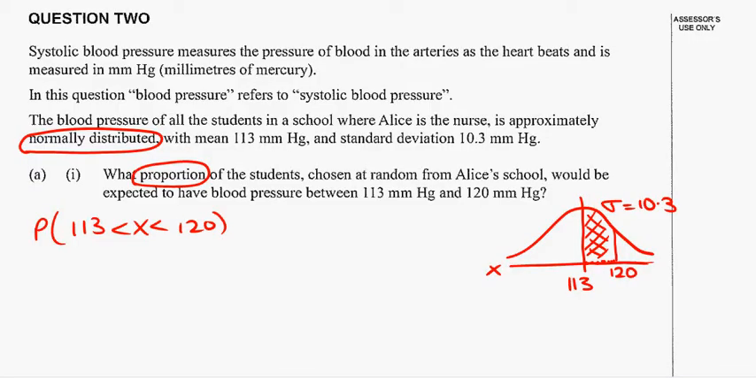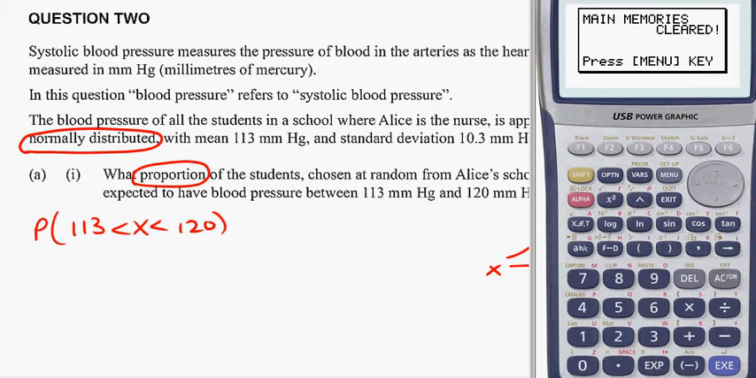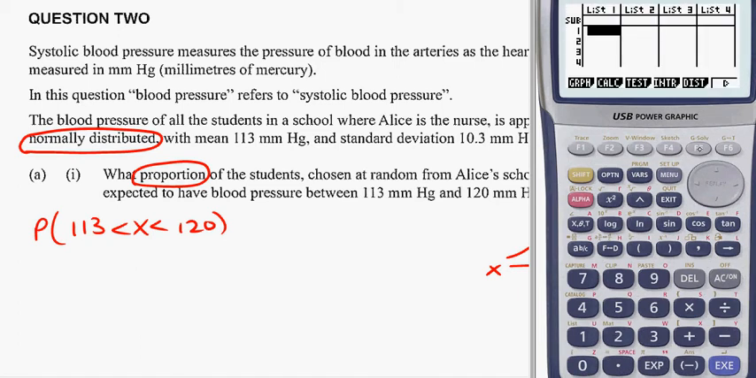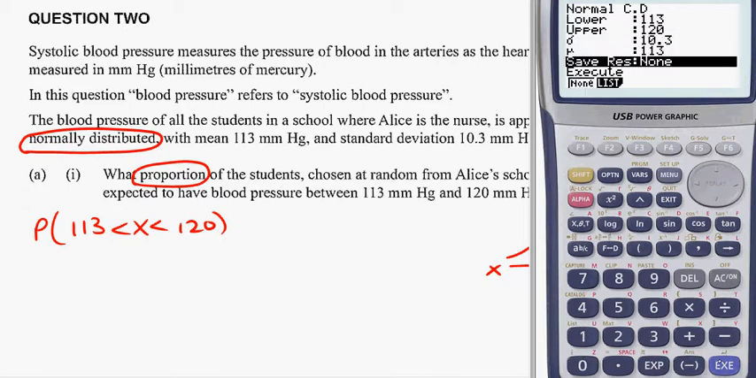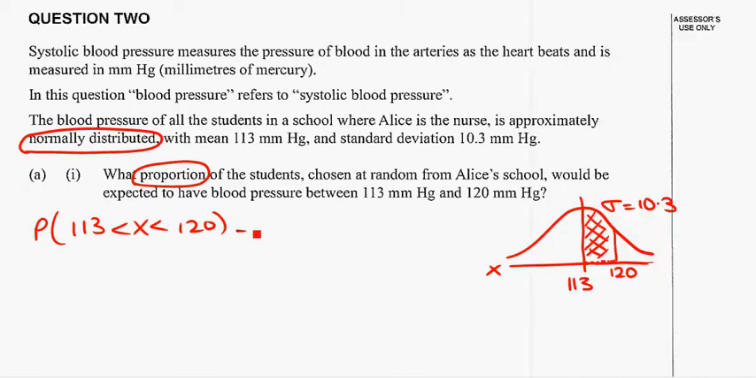Normal distribution. In CD, we've got a lower bound of 113, an upper bound of 120, standard deviation of 10.3, and a mean of 113. We get our answer of 0.2516 to 4 dp.